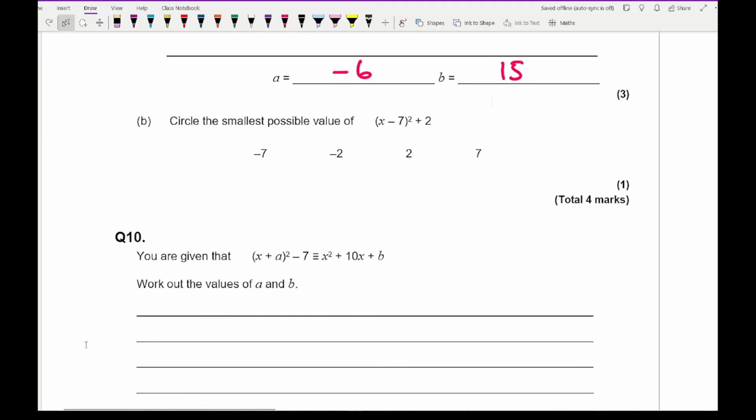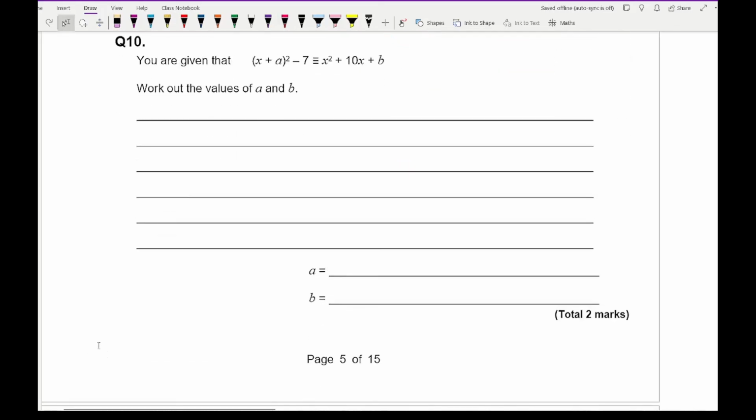The next question, part B, doesn't really relate to identities. This relates to completing the square. The smallest value that this could be is going to be 0. That's the smallest it could be. Even if x is a negative number, it's still going to be a positive. So the smallest number that could be is 0, and that's when x is 7. And so the smallest value that this could ever be is going to be 2.